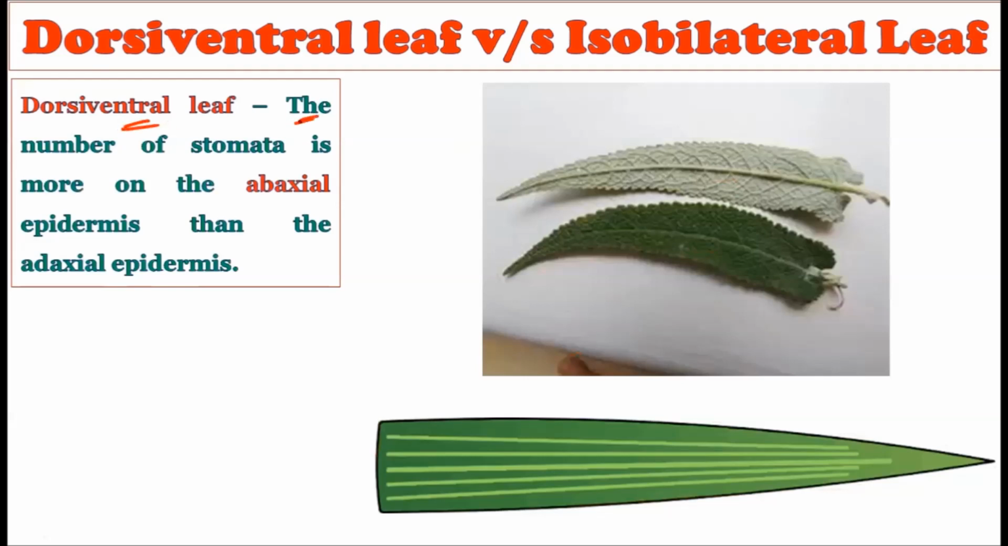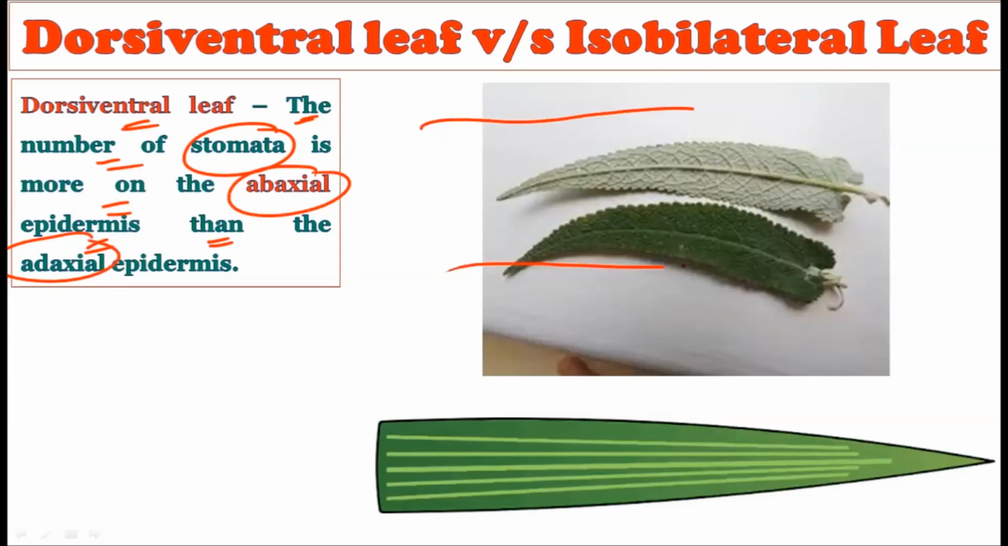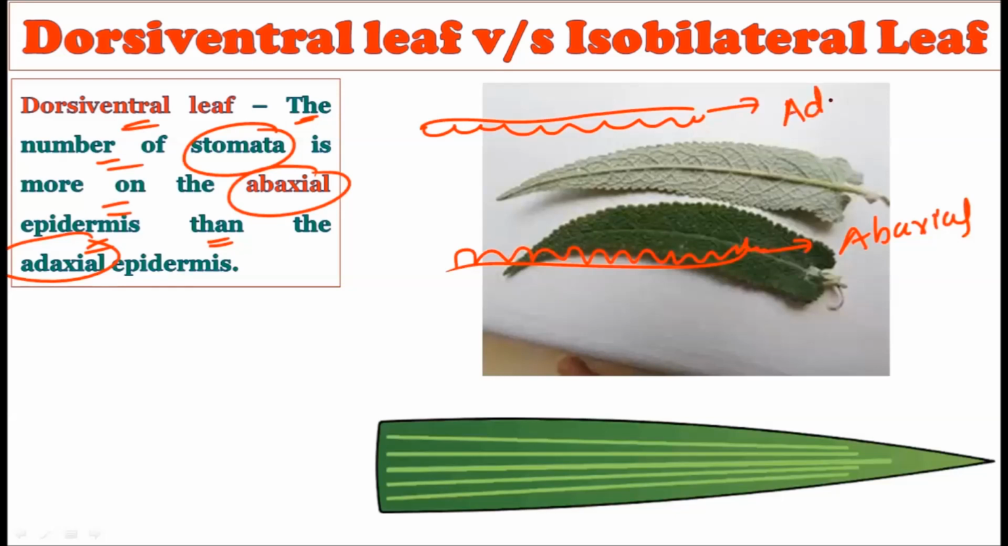In the dorsoventral leaf, the number of stomata is more on the abaxial epidermis than on the adaxial epidermis. Now see, it is very important. You have often heard that there are the upper epidermis and the lower epidermis. Generally, the lower portion is considered the abaxial side, and the upper portion is considered the adaxial side.